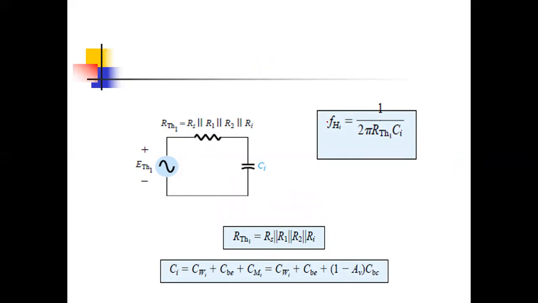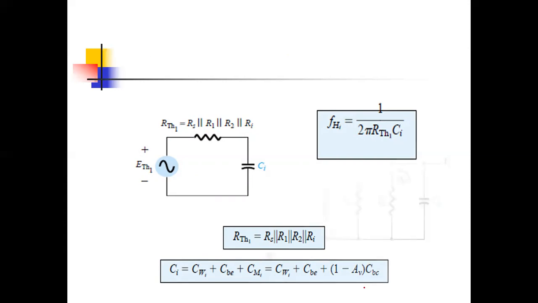So what will be F? F equals 1 upon 2 pi into R equivalent into Ci, where R equivalent is RS parallel R1 parallel R2 parallel Ri. All the resistances are in parallel. What is Ci? Ci is the input wire capacitance plus the input Miller capacitance, and the value of the Miller capacitance is C into 1 minus A.